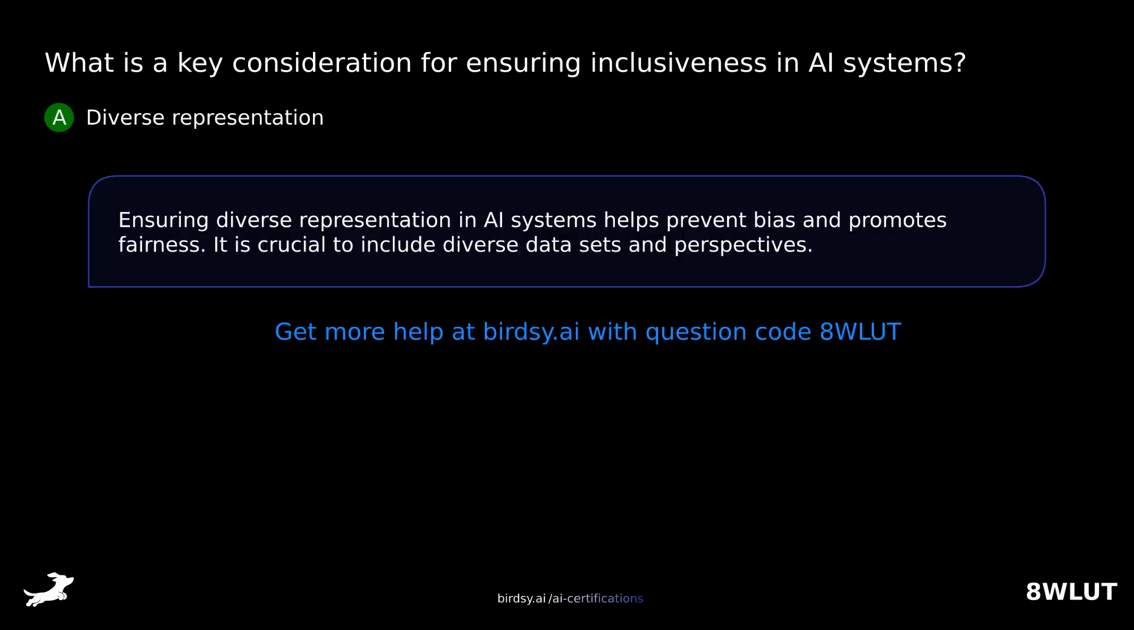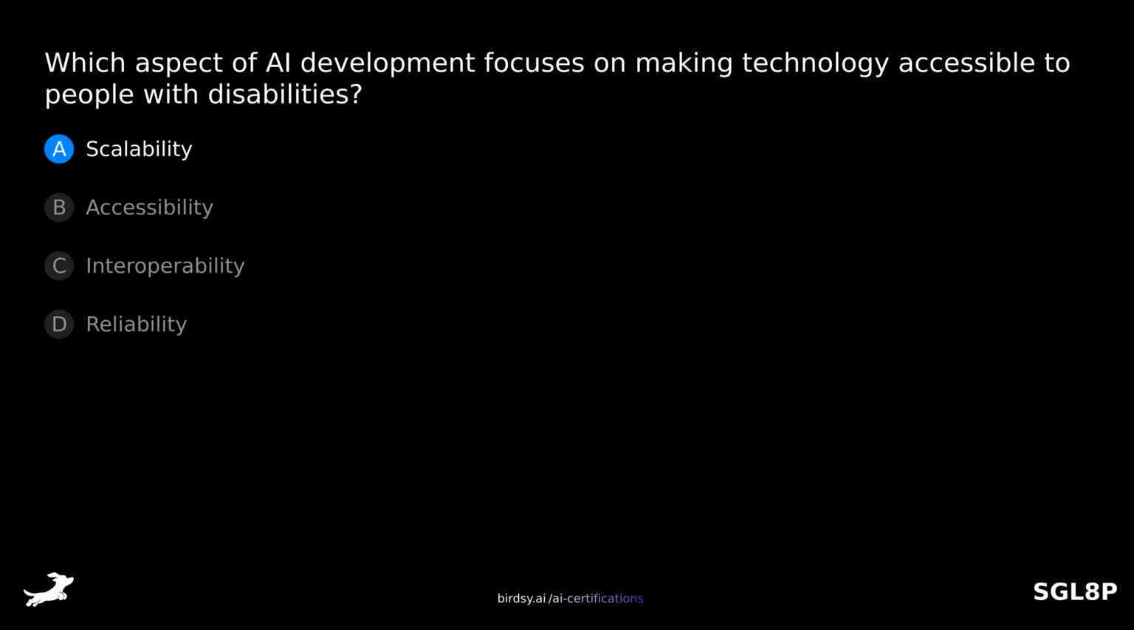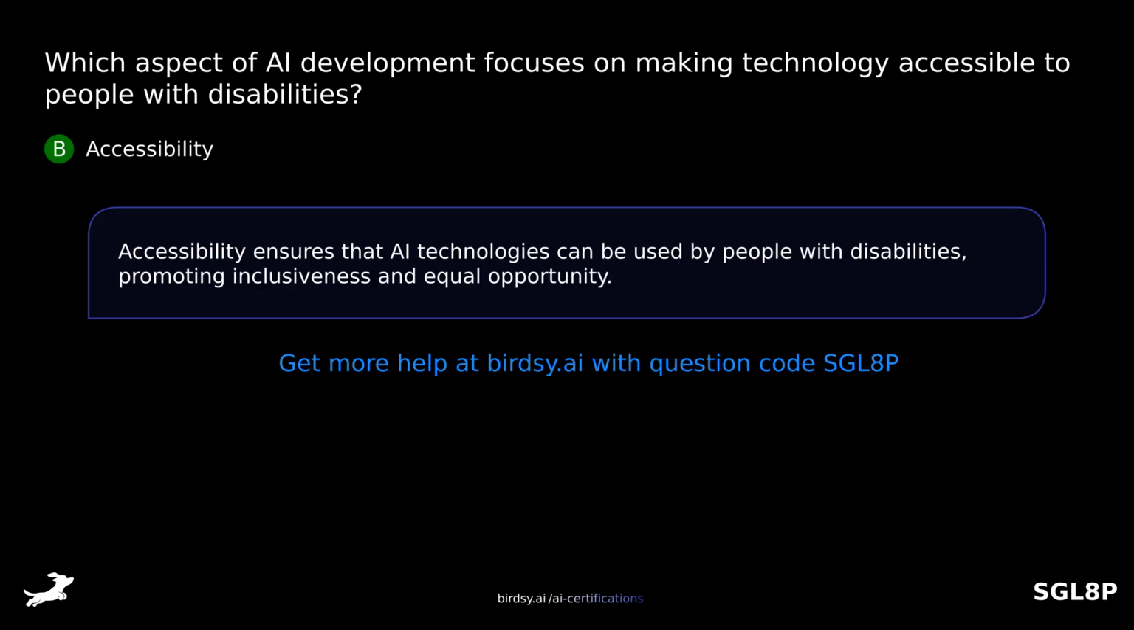Ensuring diverse representation in AI systems helps prevent bias and promotes fairness. It is crucial to include diverse datasets and perspectives. Which aspect of AI development focuses on making technology accessible to people with disabilities? Is it A, scalability, B, accessibility, C, interoperability, or D, reliability? The answer is B, accessibility. Accessibility ensures that AI technologies can be used by people with disabilities, promoting inclusiveness and equal opportunity.